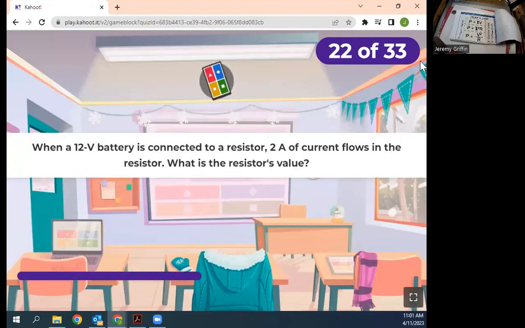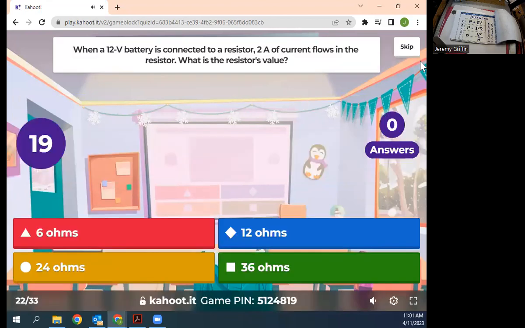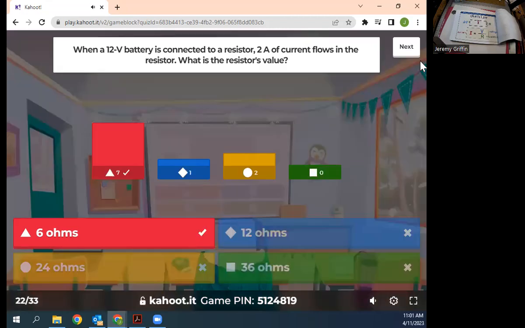A 12-volt battery connected to a resistor. 2 amps flow through the resistor. What is that resistor's value? All right, nice. 6 ohms. 6 ohms. Okay, flip back over here. Solve this for you guys.